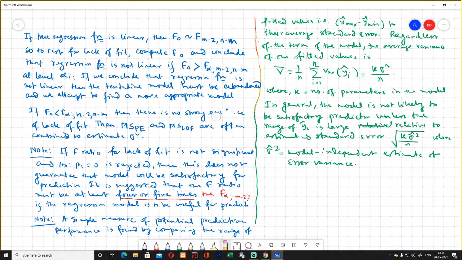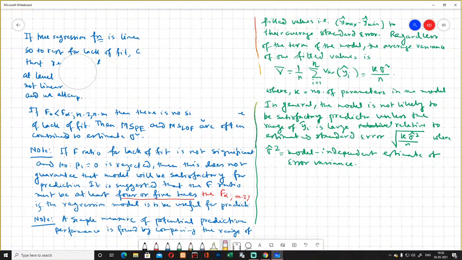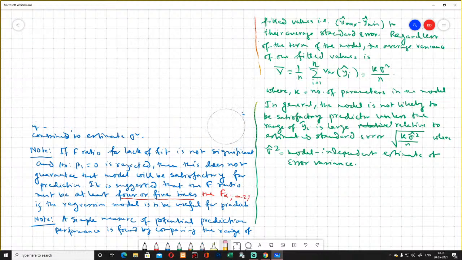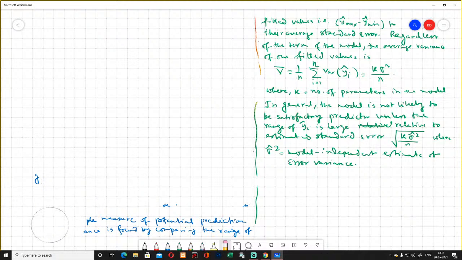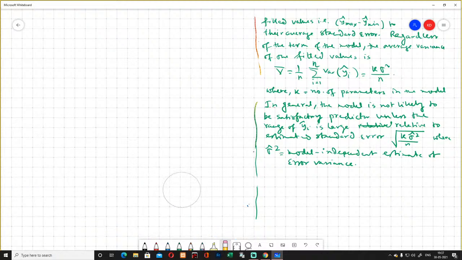Now the next part is estimation of pure error from near neighbors.